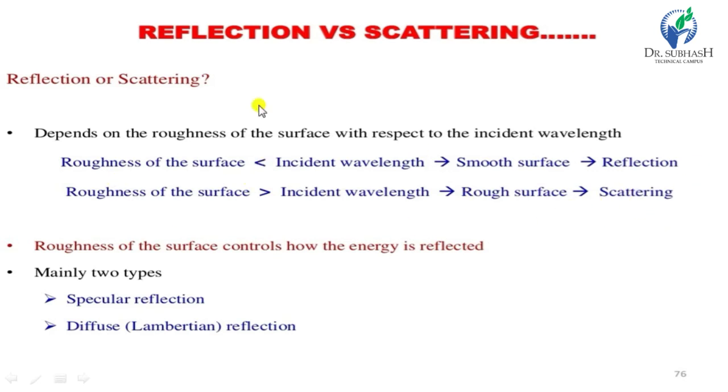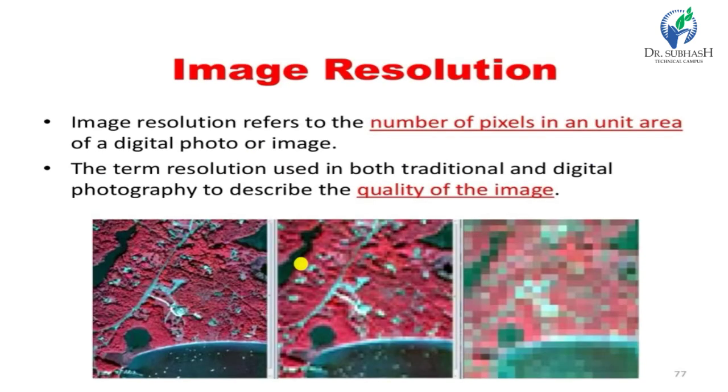That is the phenomenon I have created to understand what type of phenomena occurs if the roughness of the surface is increased. When the roughness of the surface is increased, proper reflection is not done, but scattering is done, and the incident wavelength is smaller. Roughness of the surface generally controls how energy is reflected. That is the two types of reflection, specular and diffuse reflection. We have previously discussed that.